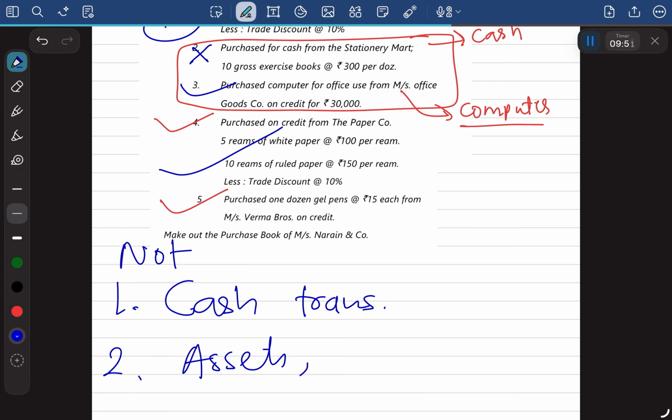Verma Bros on credit. So most of the times we are in a hurry and we don't look at this: 1 dozen of gel pens at the rate 15 rupees per each. I remember when I was in 11th standard and solving a question just like this, there was some dozen written, but I didn't focus on it. I just took it as 2 dozen, wrote 2 and multiplied by 15 rupees and wrote 30 rupees.